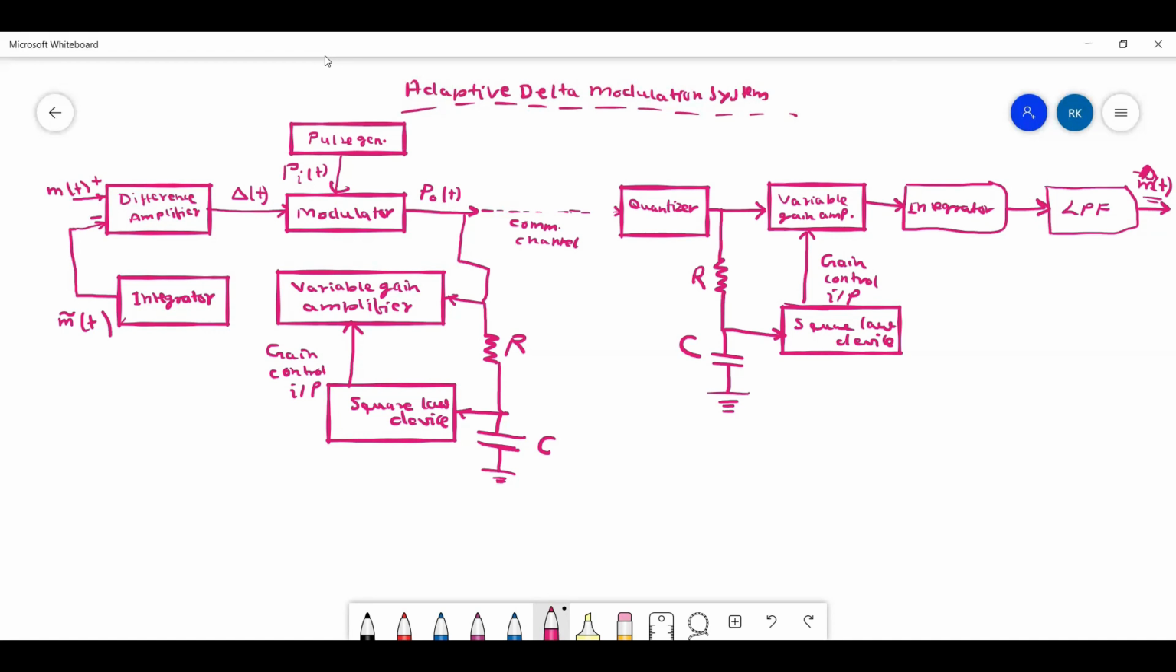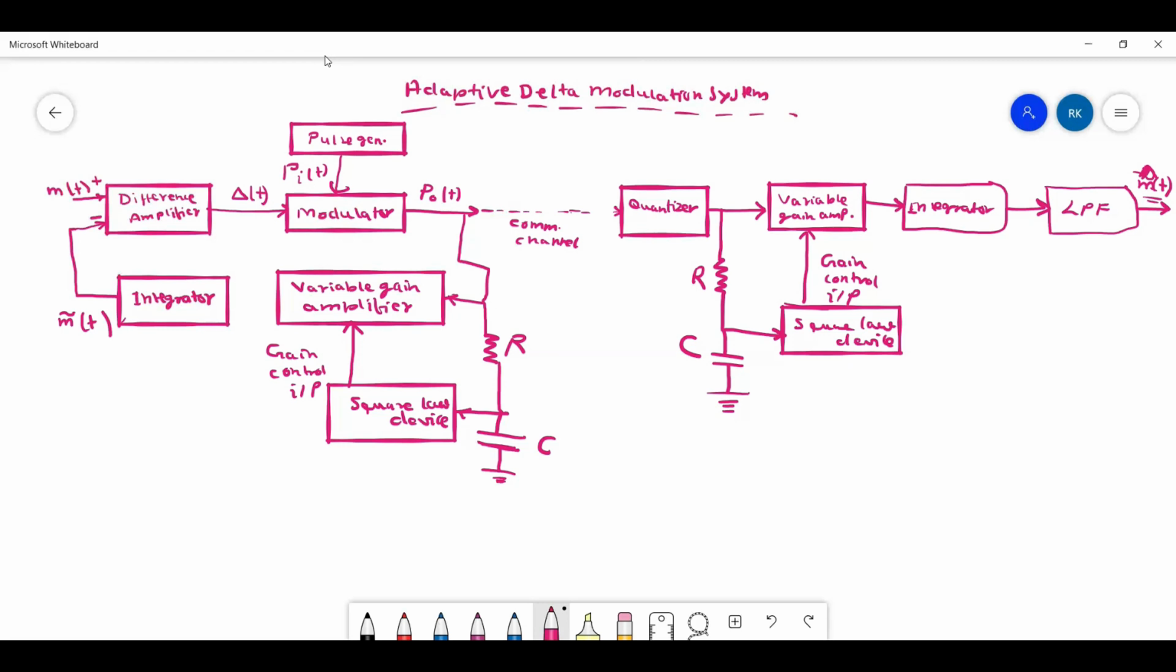Now we come to the receiver. On the receiver side, the output of the quantizer is fed to the variable gain amplifier. This variable gain amplifier has a gain control input. This gain control input is derived from this integrator circuit, whose output is fed to this square law device. Thus, an adaptive adjustment of step size is obtained at the receiver also, which results in an undistorted reception of the transmitted signal.